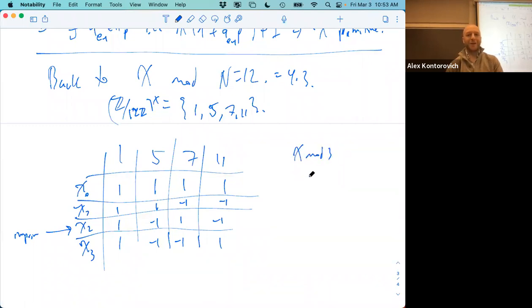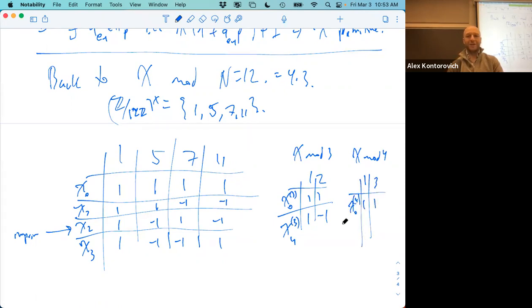What are the characters mod 3? The only residues are 1 and 2. Of course I have chi0 mod 3, which just gives me 1. And then I have, let's call it chi4 mod 3, which gives a 1 and a negative 1. Similarly, if I look at characters mod 4, the only residues coprime to 4 are 1 and 3. I have the trivial character mod 4, which gives me two 1s, or I have the non-trivial character mod 4, which I'll call chi5, which gives a 1 and a minus 1.